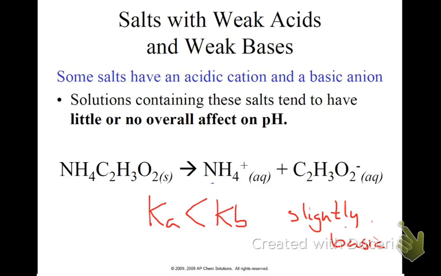So to figure it out for this guy, you'd have to look at the Ka for ammonium and the Kb for acetate. And these values are given to us in our book. If you look on page 612 and 619, you'd see the Ka and the Kb for both of these. And in both cases, it actually turns out that the Ka and Kb are both 5.6 times 10 to the negative 10th. And since they have the same value, that means Ka is equal to Kb, which means that it ends up being neutral in the solution with this particular salt.